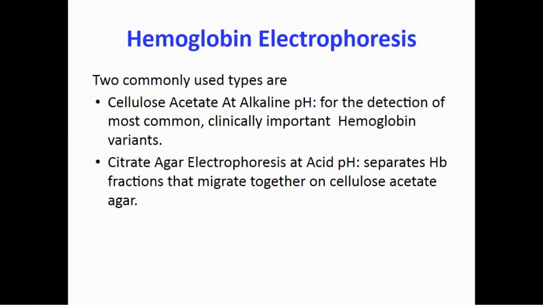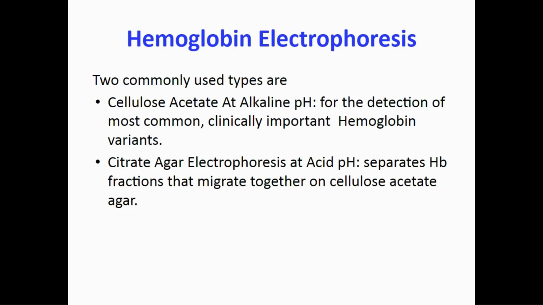So hemoglobin electrophoresis is of two types basically: the cellulose acetate at alkaline pH and the citrate agar electrophoresis at acidic pH. The cellulose acetate at alkaline pH is simple, reliable and rapid. It is satisfactory for the detection of most common clinically important hemoglobin variants.